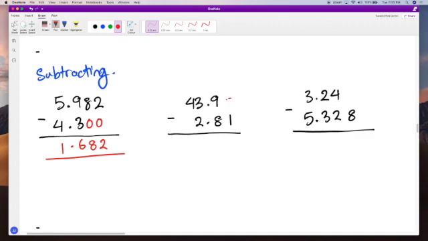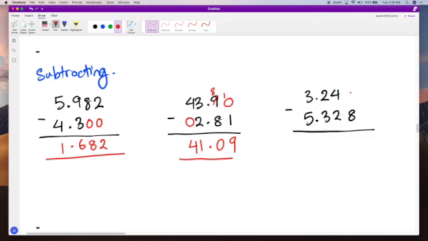But then look here. We have to fill in the zeros. And then we say, well, 0 minus 1, no. So we'll have to take 1 from here. So this will become 8, and this will become 10. We're doing it the same way. 10 minus 1 is 9. 8 minus 8 is 0. 0.3 minus 2 is 1. And then I have the 4 here.